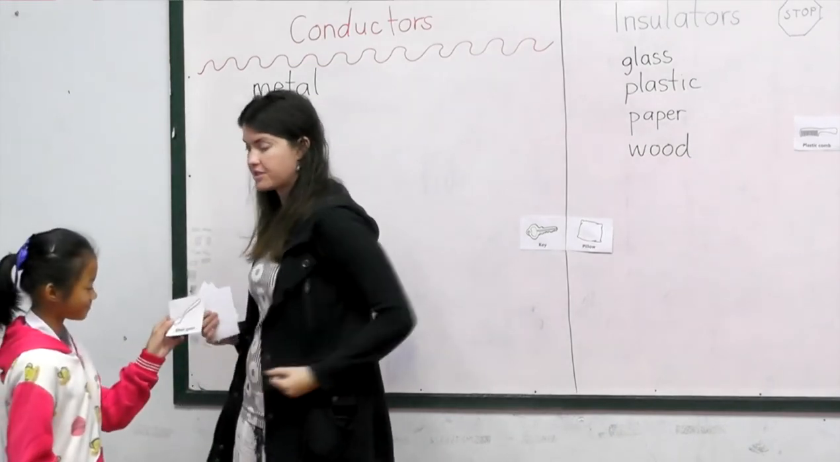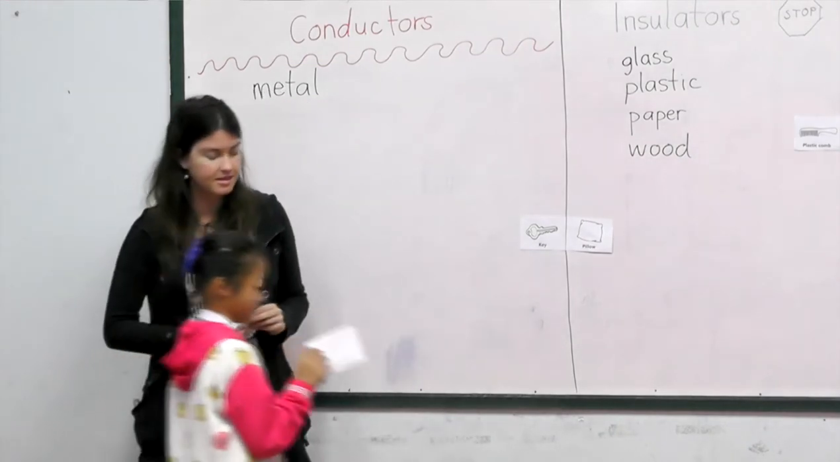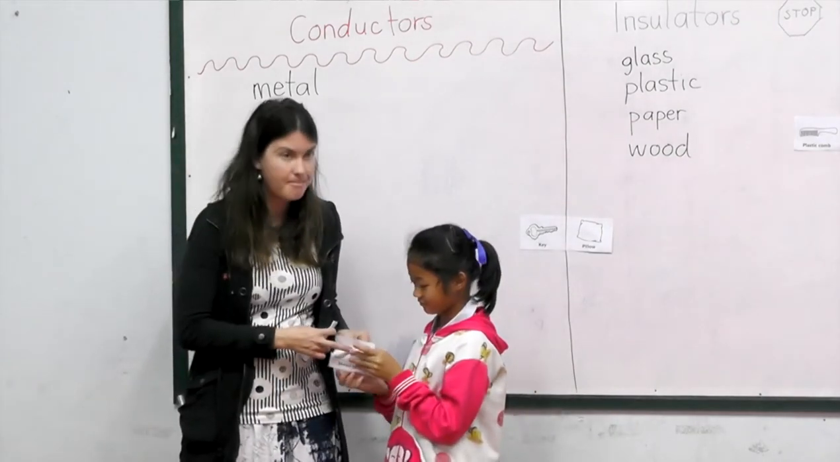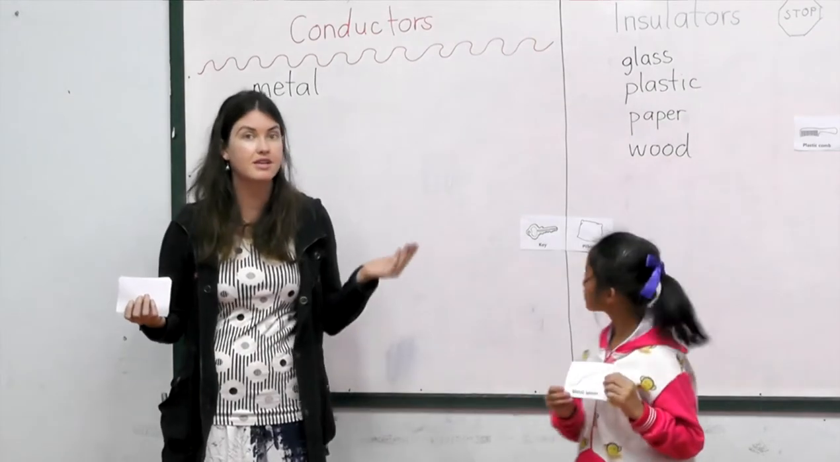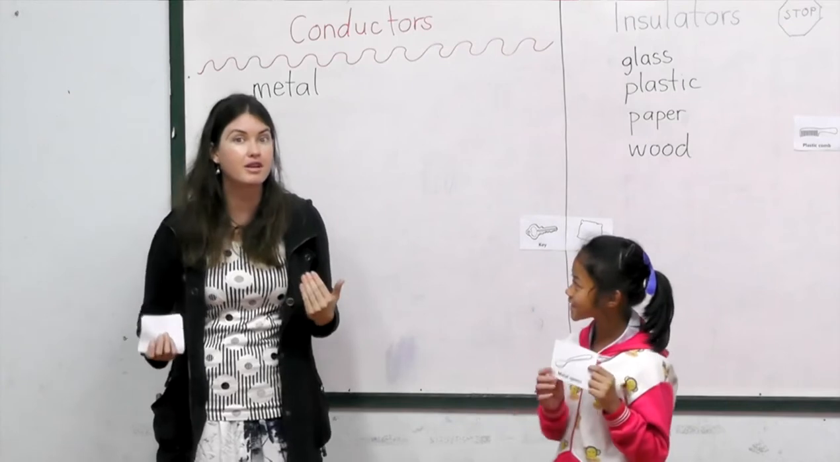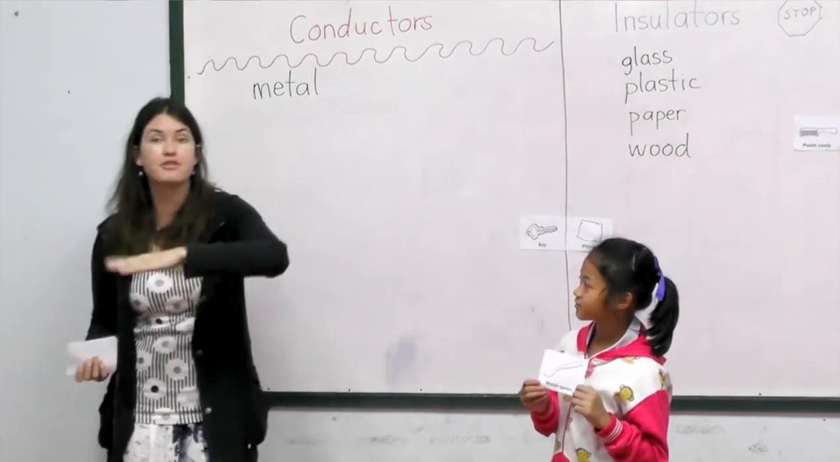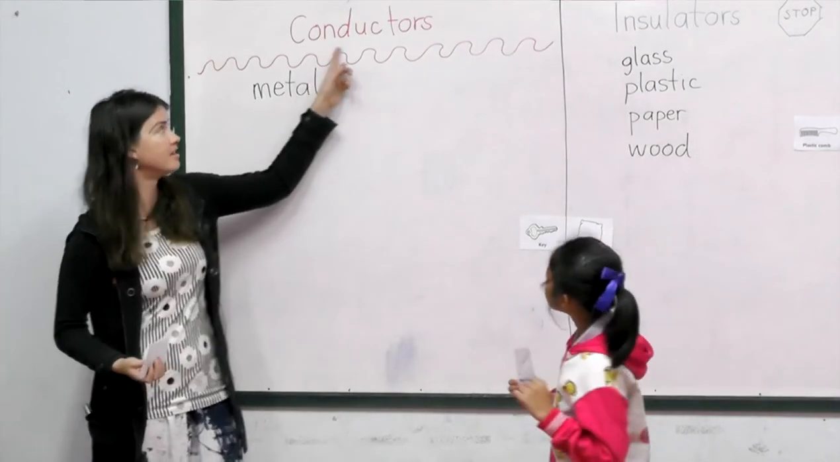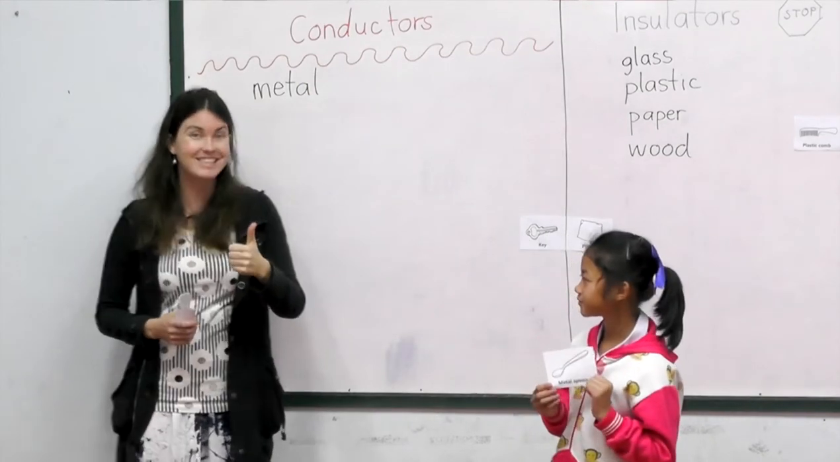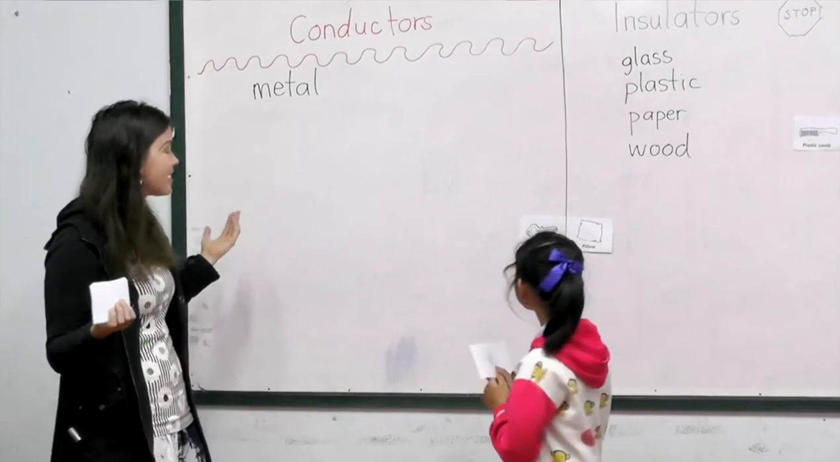Here's your picture. Can you show the class? What is that? A metal spoon. What do you think, friends? Is that going to move with electricity? Yes. What do we call that if an electrical current moves through? What do we call that? Conductor. Great job. So where does that go?